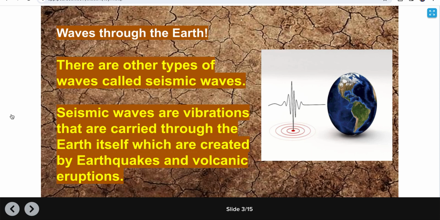If you watch any form of the news, whether it's on social media or regular TV, you know that places like California have earthquakes all the time, which causes stuff like mudslides and landslides and buildings collapsing and all sorts of horrific stuff. So earthquakes, or I'm sorry, seismic waves, which are typically viewed as earthquakes.